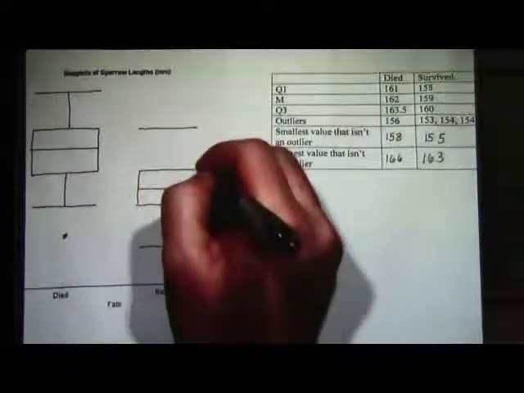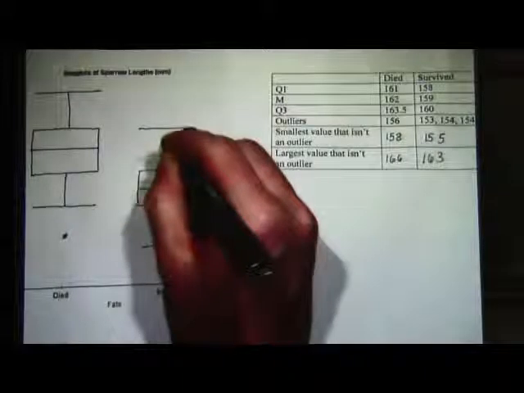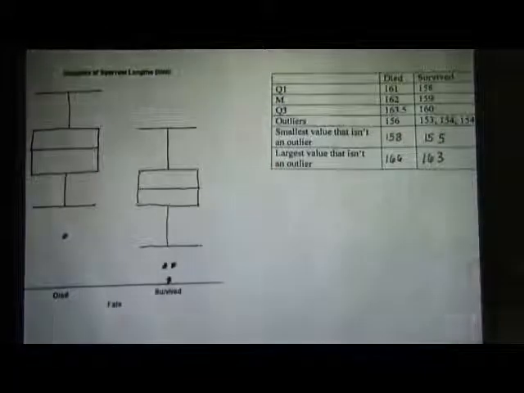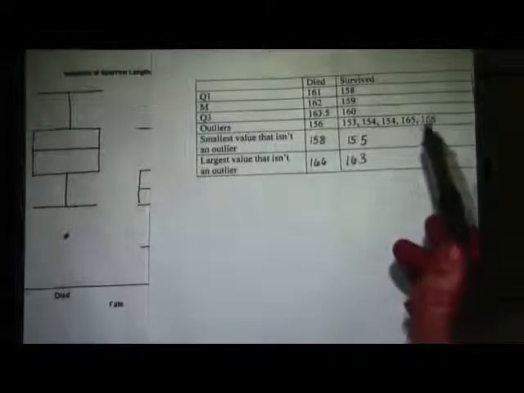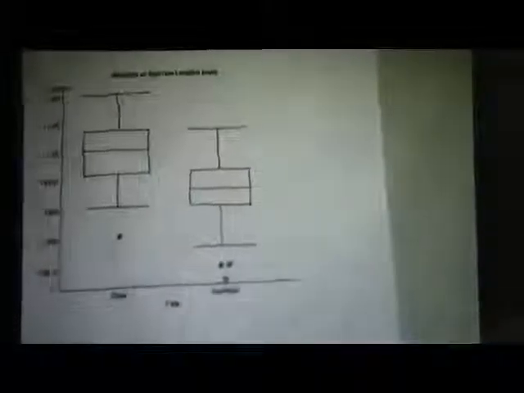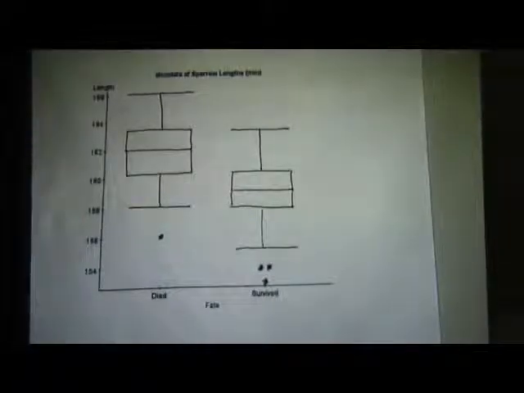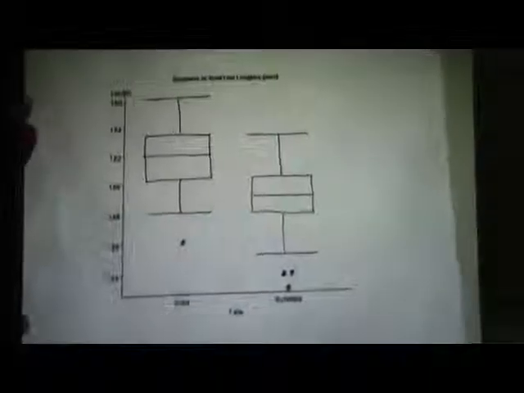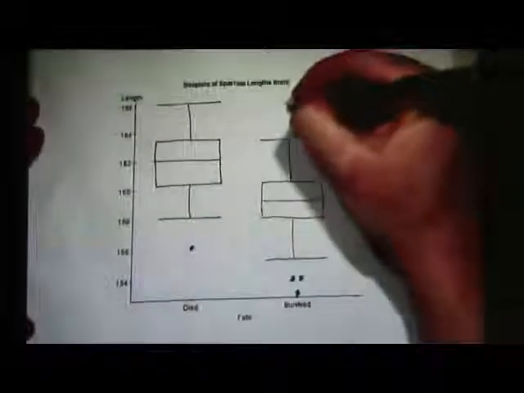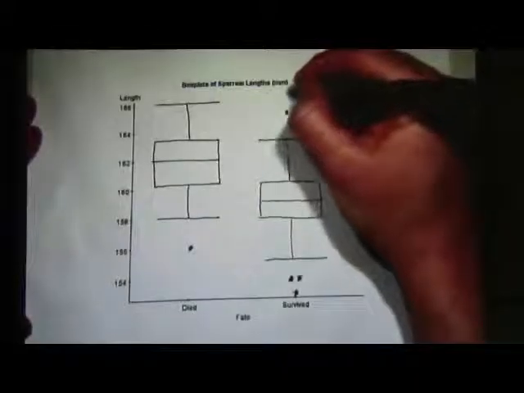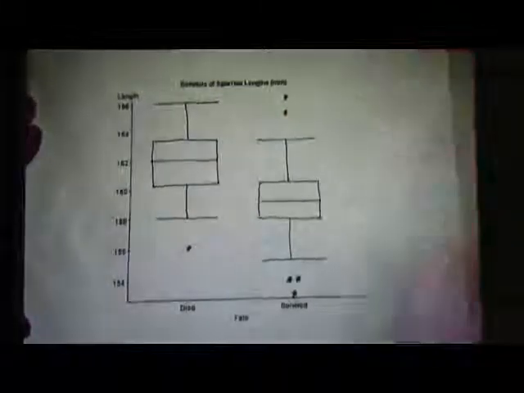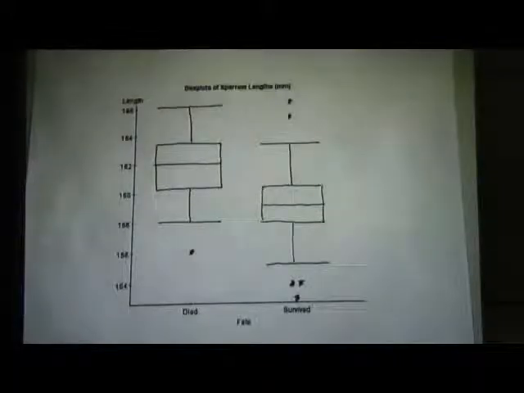I connect those three center lines. And then I still have two additional points that I have to draw. I have two outliers here of 165 and 166. So let's go ahead and draw those two outliers. Here's one, and there's another one. And that's how we construct a box plot, or side-by-side box plots, when we have outliers in either or both distributions.